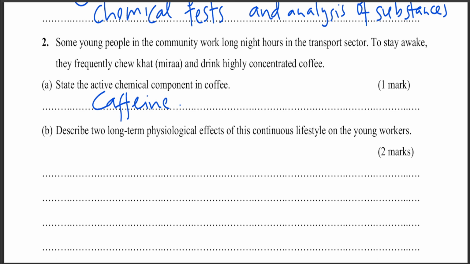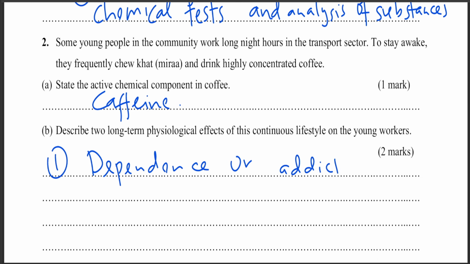Question B: describe two long-term physiological effects of this continuous lifestyle on the young workers. Is that the first one? They'll be very addicted to it. So they will be addicted to the stimulants. So they will depend, or you can write dependence or addiction to the stimulant, especially. It will be very addictive.